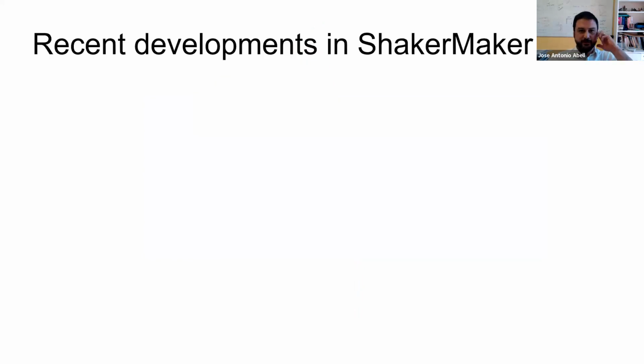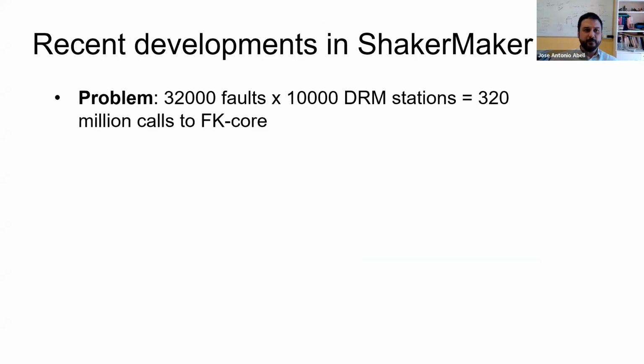So, recent developments in ShakerMaker. ShakerMaker was released in 2020 already, but we ran into some problems. For the application that I showed you in Santiago, we have 32,000 faults and about 10,000 DRM stations, which results in 320 million calls to the FK core inside ShakerMaker. So that makes it very computationally expensive.